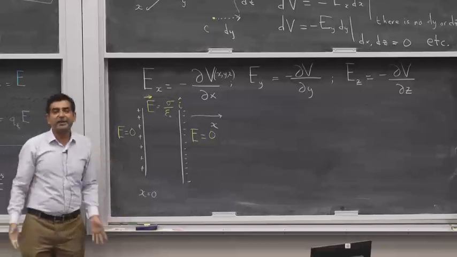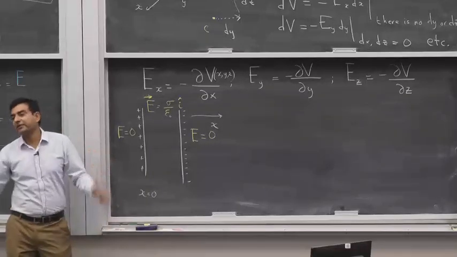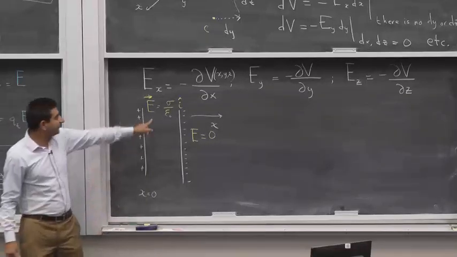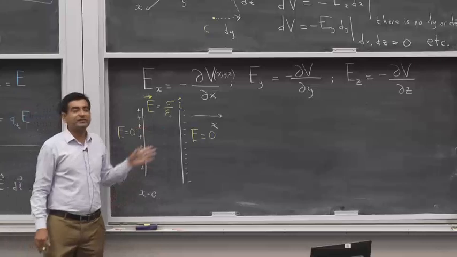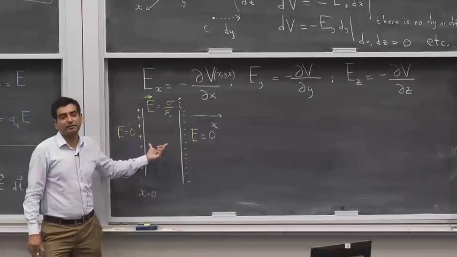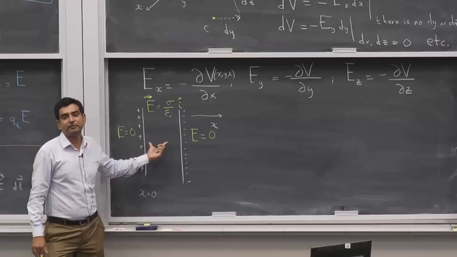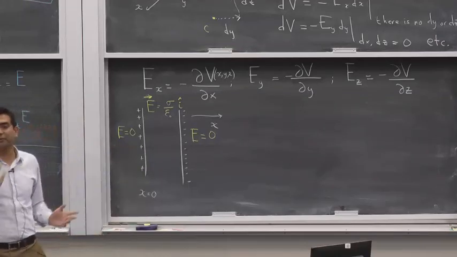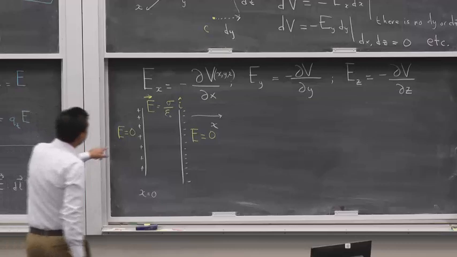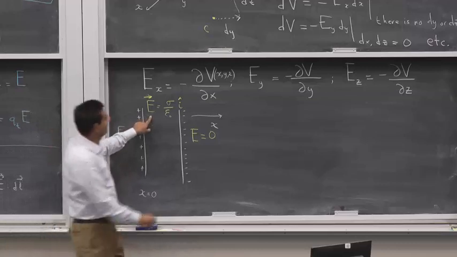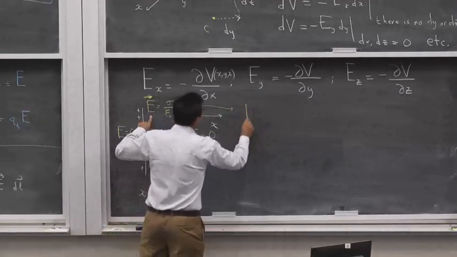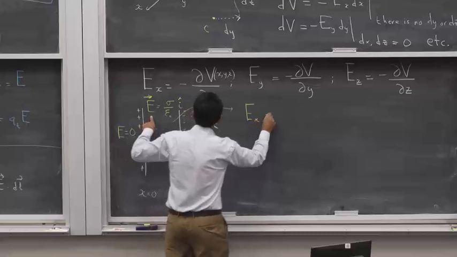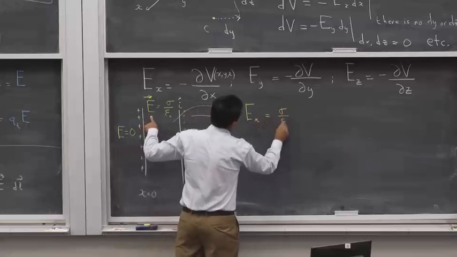Now the electric field is a vector. It will have an x component, a y component, and a z component. So if this were the electric field, what's the y component of this electric field? What's the y component? 0. And the z component is also 0. So this electric field only has an x component. The electric field here only has an x component, which is sigma over epsilon naught.